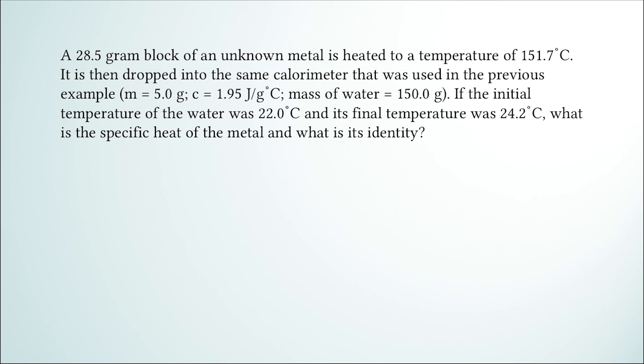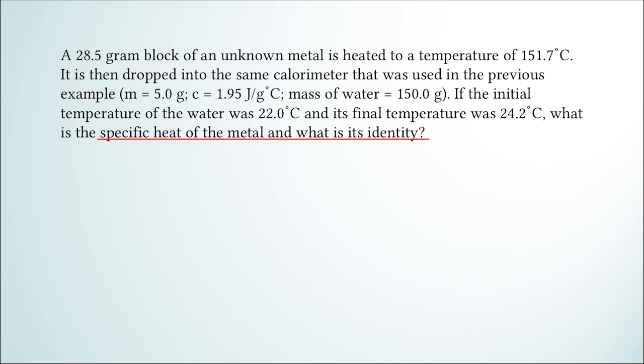A 28.5 gram block of an unknown metal is heated to a temperature of 151.7 degrees Celsius. It is then dropped into the same calorimeter that was used in the previous example, where mass equals 5.0 grams, specific heat equals 1.95 joules per gram degrees Celsius, and the mass of water equals 150.0 grams. If the initial temperature of the water was 22.0 degrees Celsius and its final temperature was 24.2 degrees Celsius, what is the specific heat of the metal and what is its identity?